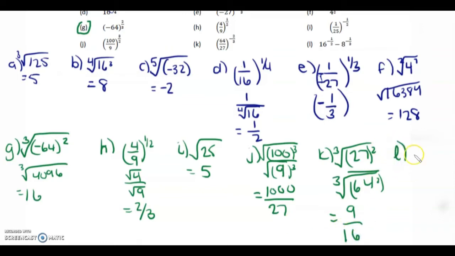Okay, last one, 16 to the negative 1/2. So it's 1 over root 16, minus 8 to the negative 1/3, 1 over cube root of 8. So we actually have 1 over 4 minus 1/2, which is negative 0.25, or negative 1/4.